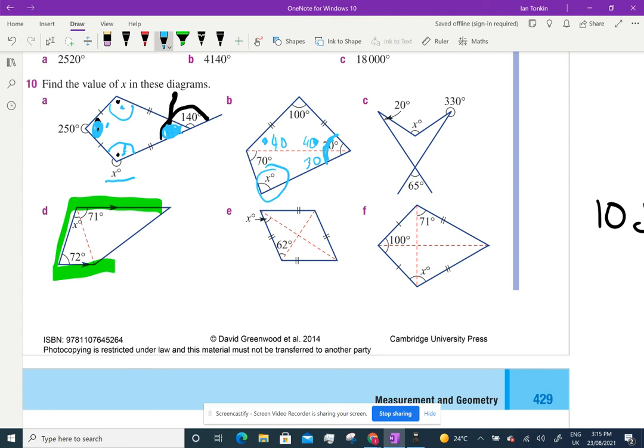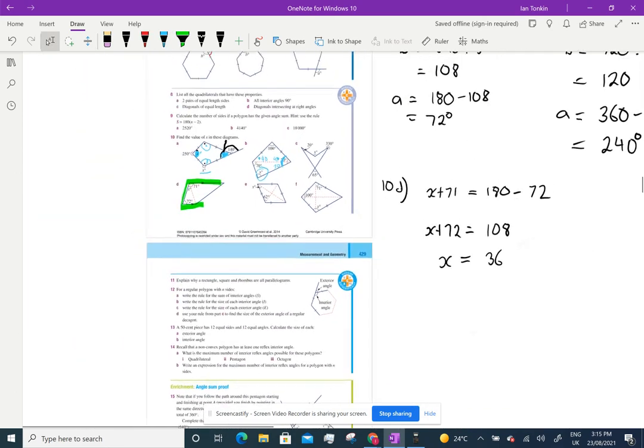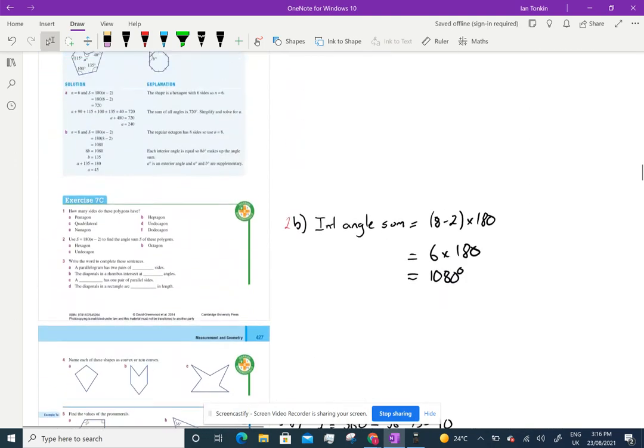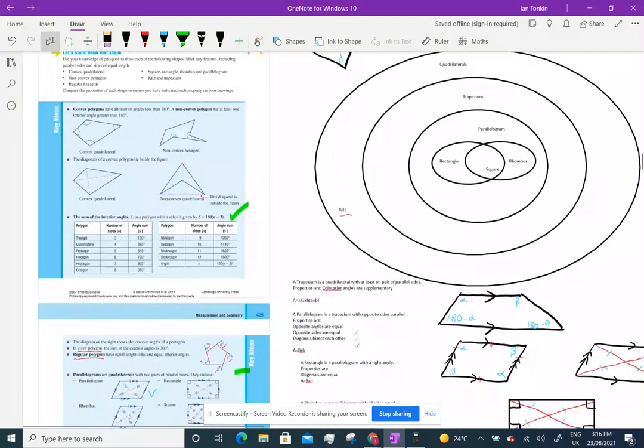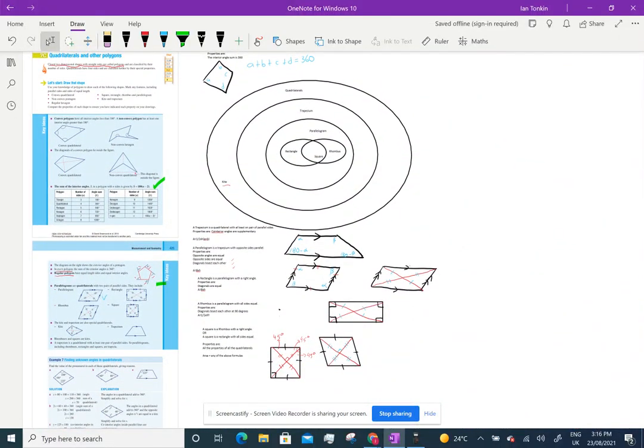So just have a go at those. If you have any problems, send me an email and I will make a quick video to explain how to do those. So 2, 5, 6, 7, and 10. But please, can you make sure that you have some very good notes about quadrilaterals?